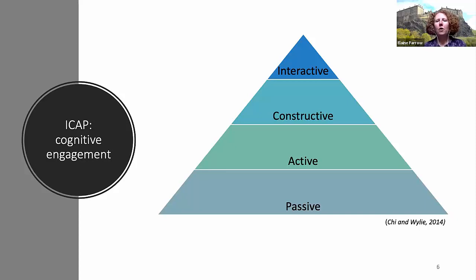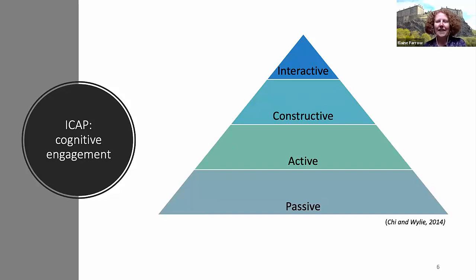Here we have four modes of cognitive engagement, and I've arranged them as a pyramid. Each mode builds on the modes below. At the bottom we have passive, which means just sitting and listening to a lecture, for example. So you're just letting the information wash over you. That is a form of learning. It is a form of engagement, but it's the lowest one in the pyramid.